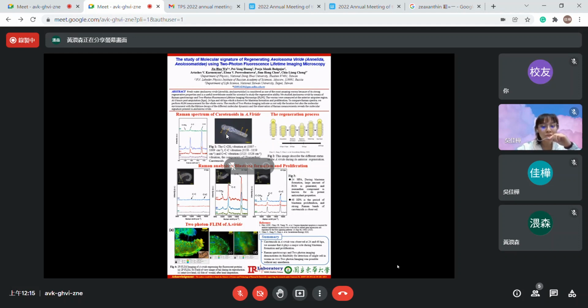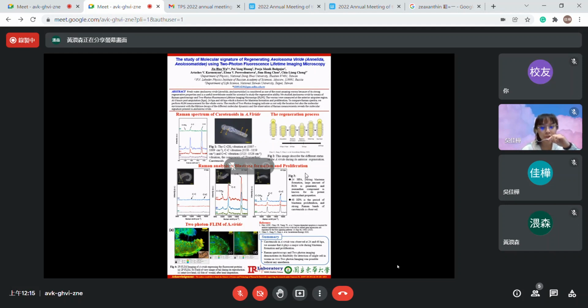Then let's move on to figure 2. This is the image describing different statuses of Aeolosoma viride during the regeneration. But for this poster, we'll just focus on 0, 24, and 48 hours after amputation. The other hours will be described in Peiyang Huang's poster. Peiyang Huang is the second author of this poster. If you have an interest in it, please feel free to have a check on the poster.